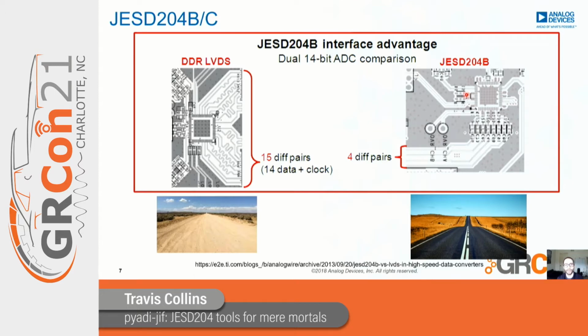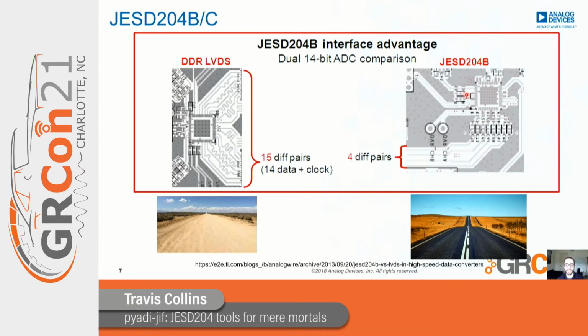Now with JESD on the right, we have a lot fewer pairs because we can run them at higher speeds, and they don't necessarily have to be matched in length. This is because we can do things in the digital domain that allow us to compensate for that, and we can deterministically know what the latencies are between the converter and our FPGA or processing unit.